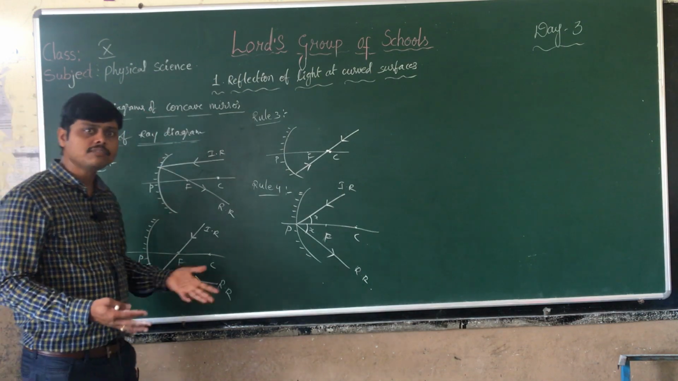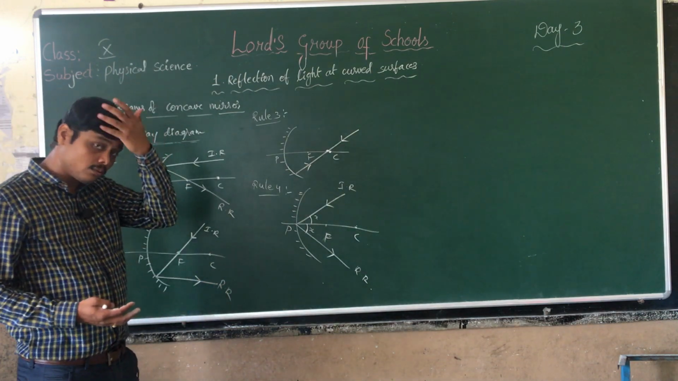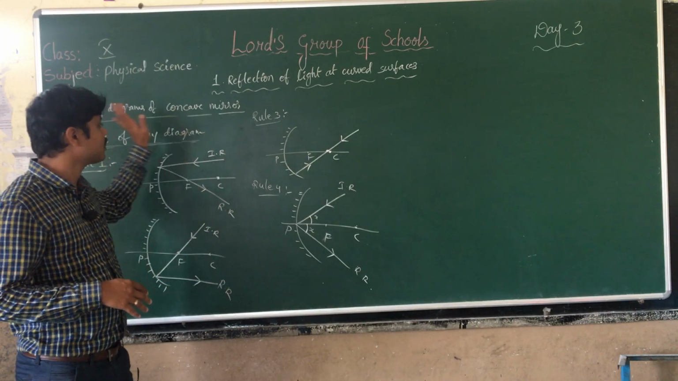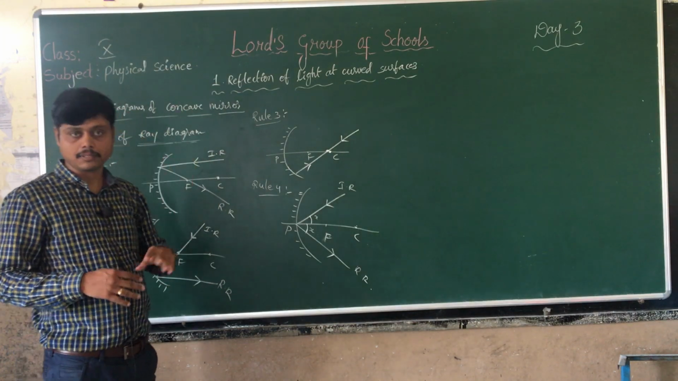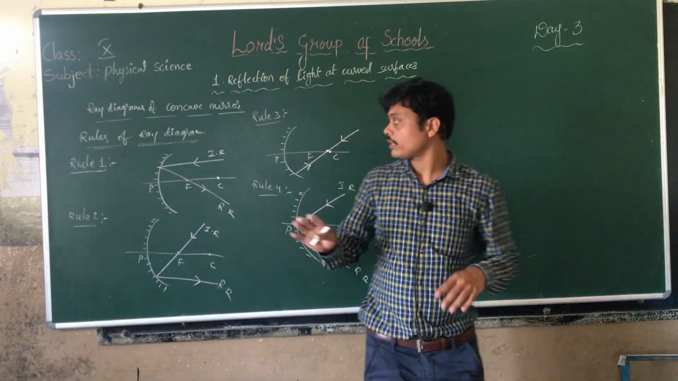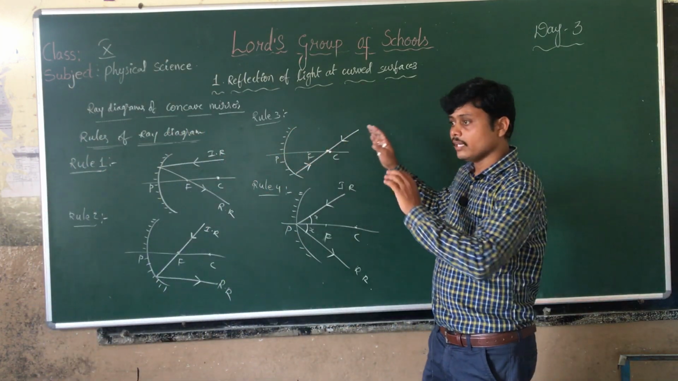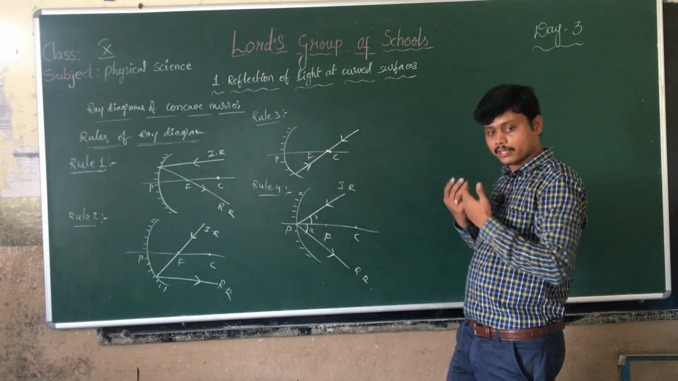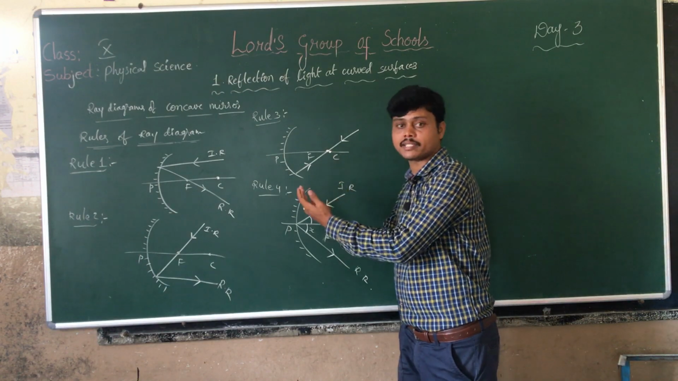So what is the use of the rules for ray diagram here? The rules of ray diagrams are useful for us to draw the ray diagrams for concave mirror as well as convex mirror. So the main concept of the rules of ray diagram is, if a light ray is incident on the mirror, how the reflected ray returns back, how that ray will be reflected back.